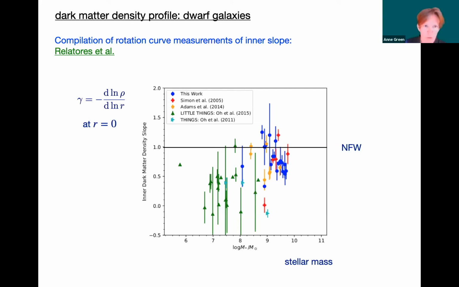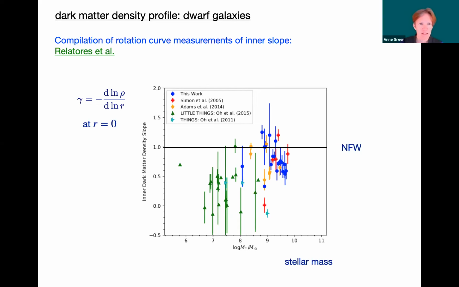And so this is a plot of compilations of the measurements of the inner slope of the density profile. So this inner slope gamma, what does it tend to as you go towards r equals zero? The y-axis is what that slope is. The x-axis is the stellar mass. So this goes out to Milky Way size things on the right hand side, and then going down on the left hand side to dwarf galaxies. The NFW profile I've added in corresponds to this line with a constant inner slope of minus one. A constant density core would be a line coming across at zero.